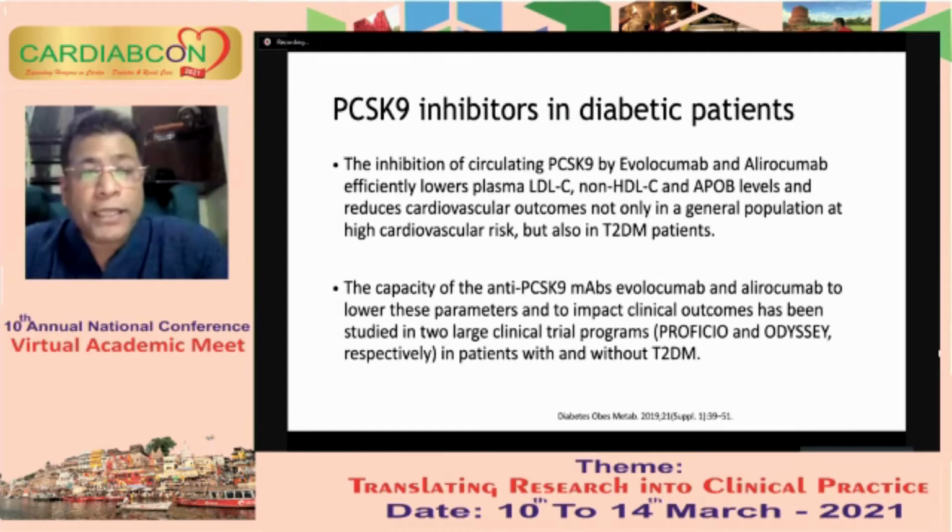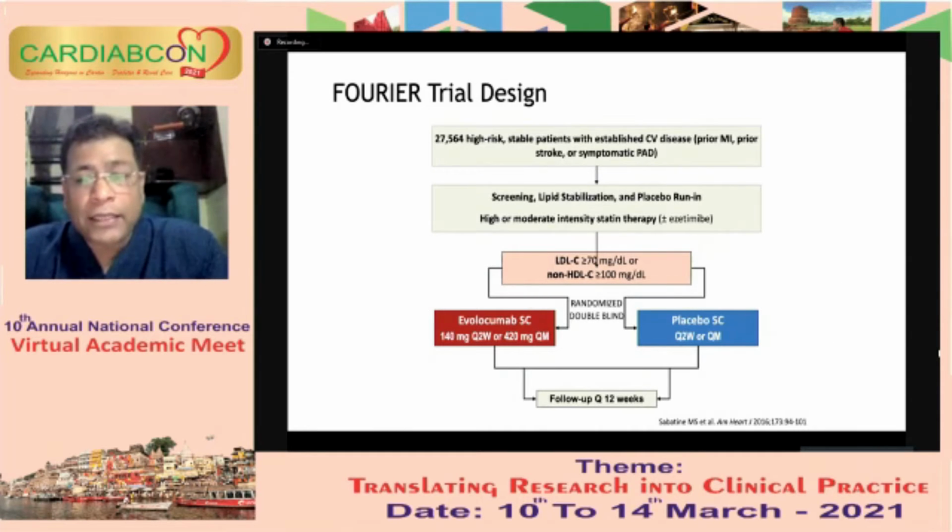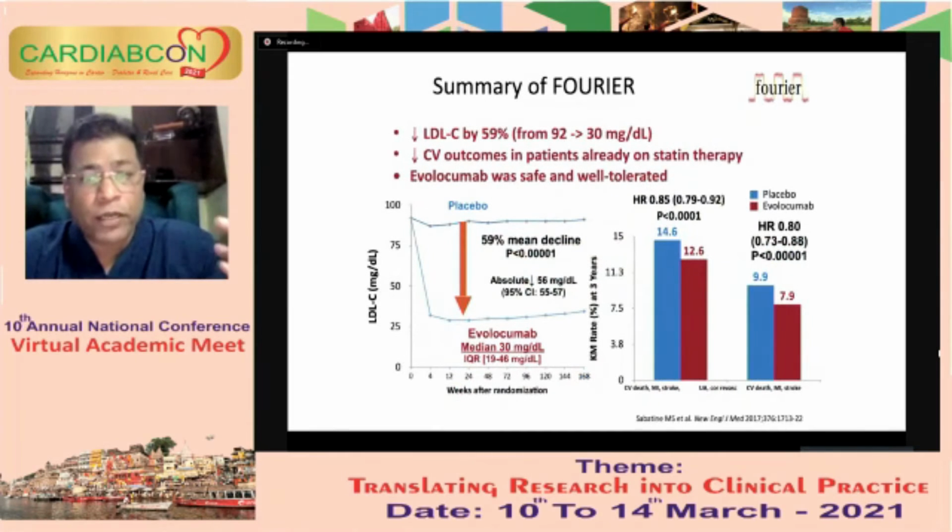So what about PCSK9 inhibitors in diabetic patients? We have discussed who are the patients of diabetes where PCSK9 inhibitors can be given, the risk category, the high risk and very high risk. So when we talk about PCSK9 inhibitors, we have got 2 or 3 very large trials like PROFICIO, ODYSSEY, and then FOURIER. And we are not going to talk in detail about FOURIER. The FOURIER trial, everyone knows it on this platform, that there was around 59% reduction in LDL on top of statin, and cardiovascular outcomes were also reduced.